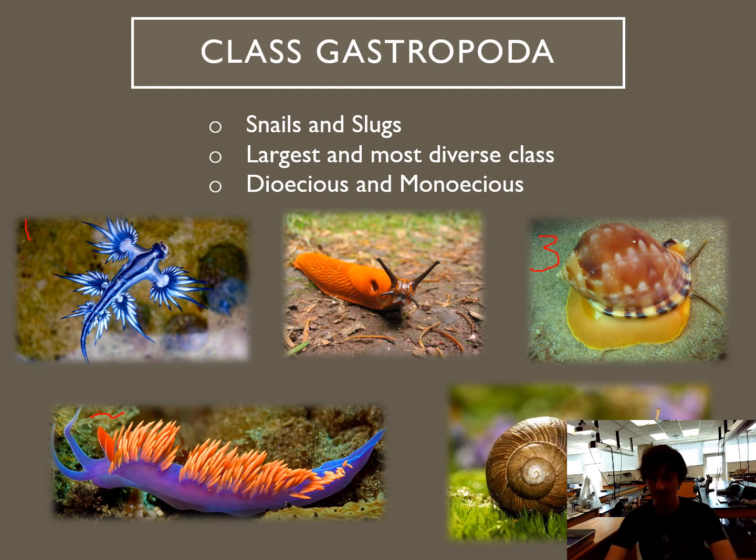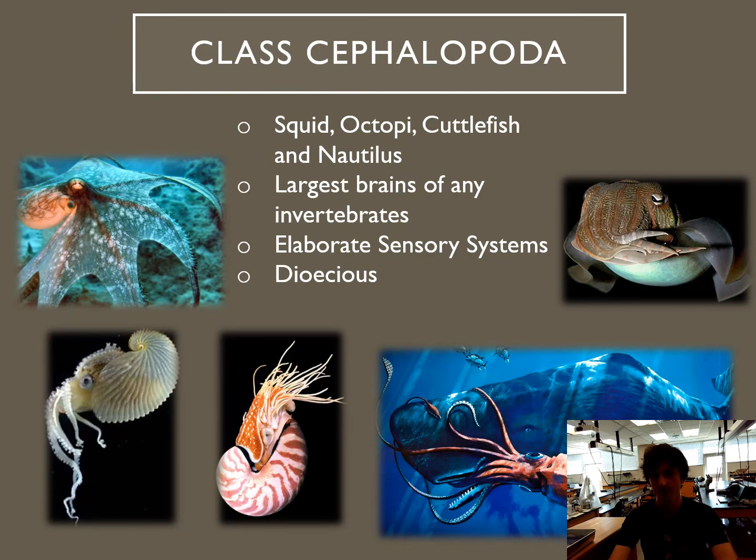The difference between snails and slugs: snails have a shell, slugs do not. Slugs have the mantle. The mantle is what secretes this extremely hard shell, so slugs have the mantle, but they don't secrete that shell. The next class is the class Cephalopoda. Just like slugs, they have a mantle, but they don't secrete an extremely hard shell.